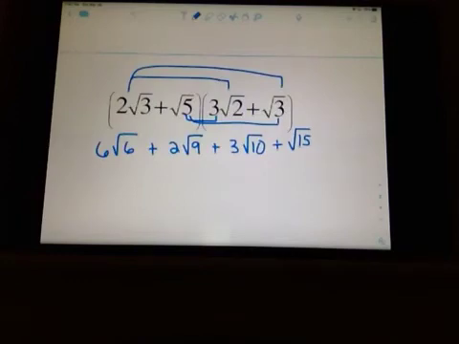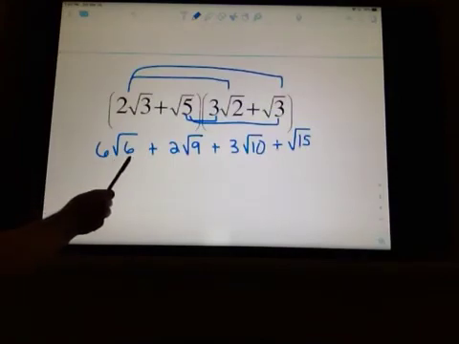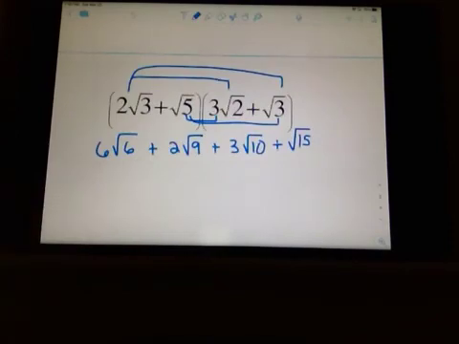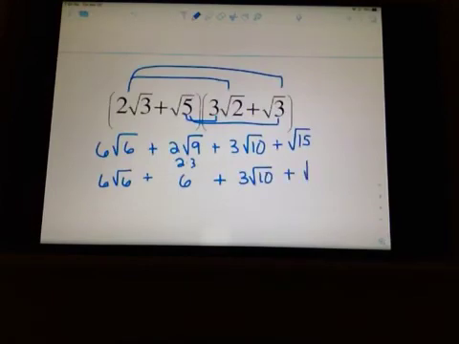So the first term, the 6 square root 6 here, cannot be simplified because 6 does not break down. This 2 square root 9 will break down to 2 times 3, which is 6. 10 does not break down, so 3 square root 10 plus square root 15. All of those terms are different, so that entire line, 6 square root 6 plus 6 plus 3 square root 10 plus square root 15 is my final answer.